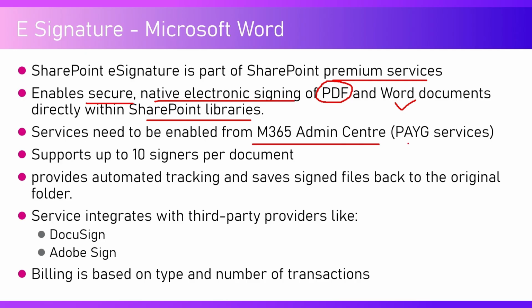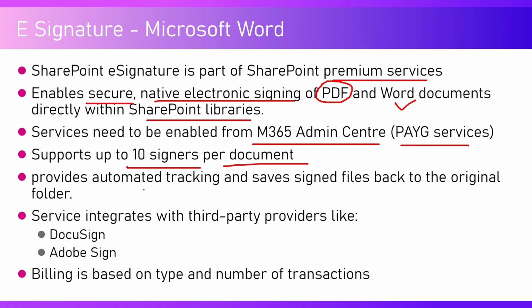As I mentioned to you, you need to turn on the pay-as-you-go services. Once you connect to your Azure subscription, then you will be able to view all the SharePoint premium services features, e-signature being one of them. It supports up to 10 signers per document, which you may not even require. You may require at least one or two, or maximum three. But if you require 10 signers, then yes, this solution can provide you up to 10 signers per document.